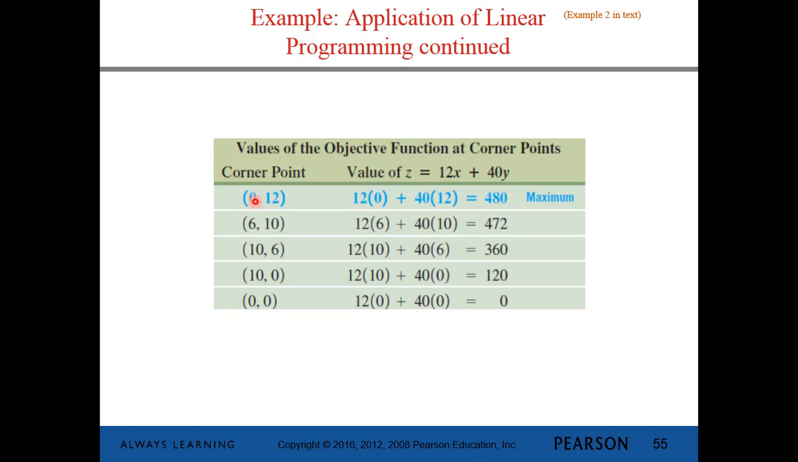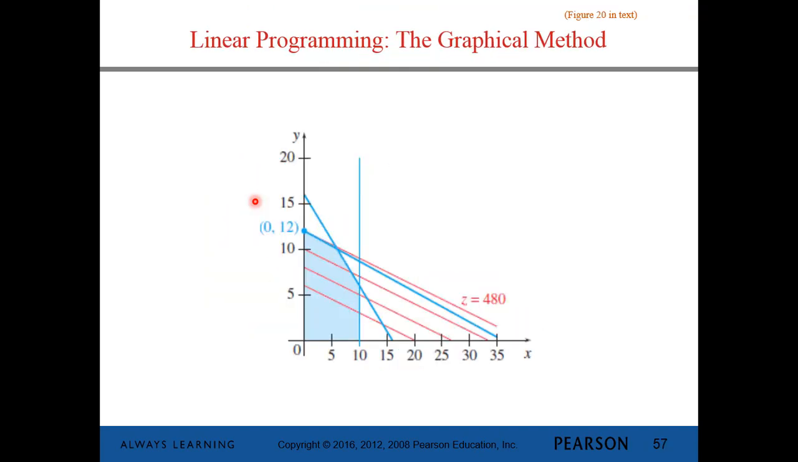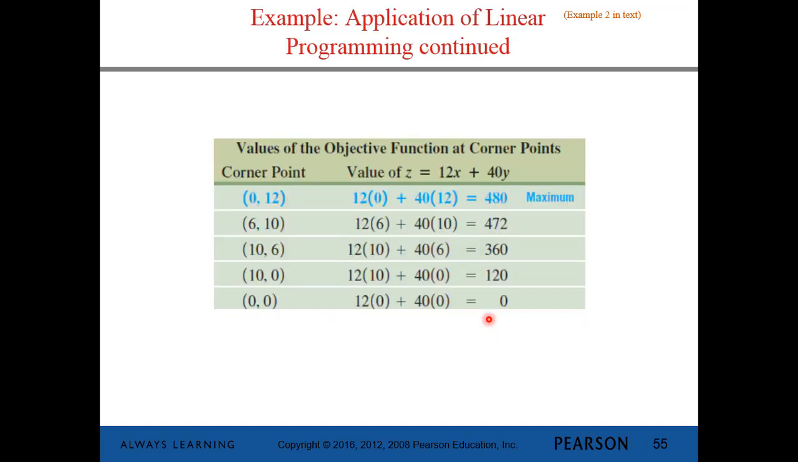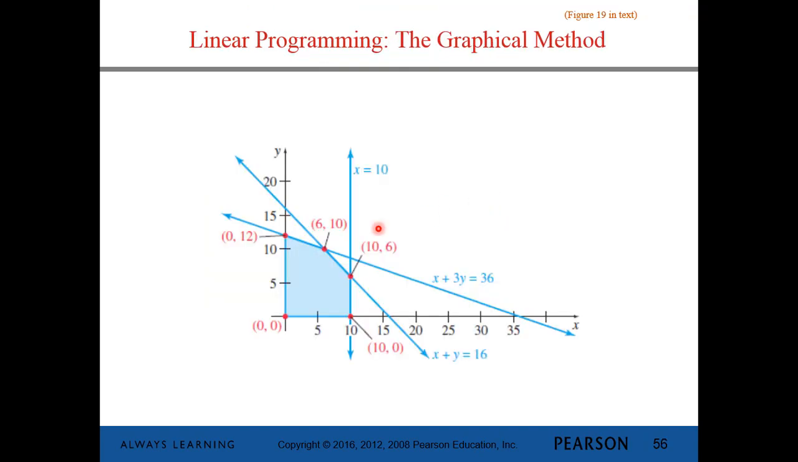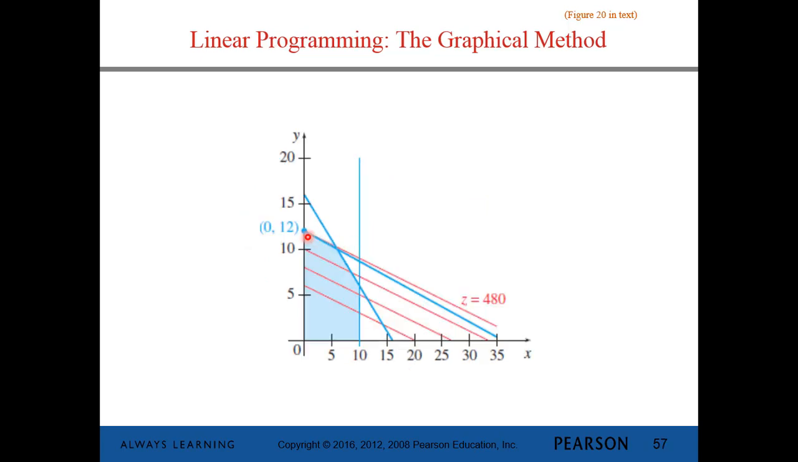So if we look at z, the final value, $480 is the maximum profit for this project. Let me go back. So here is the point, and we get z equals 480 at this point. And notice that we've got all these other values, but they're all lower than the maximum value in this region.